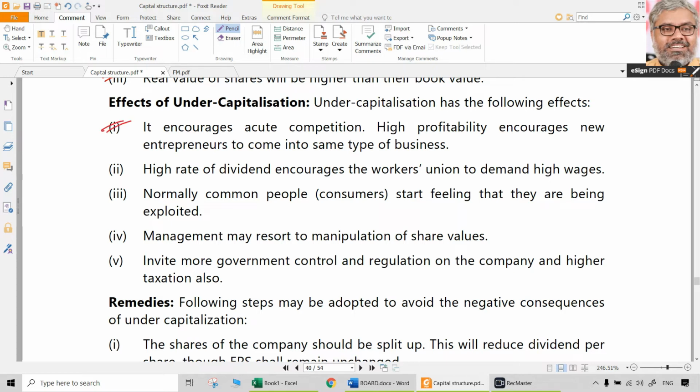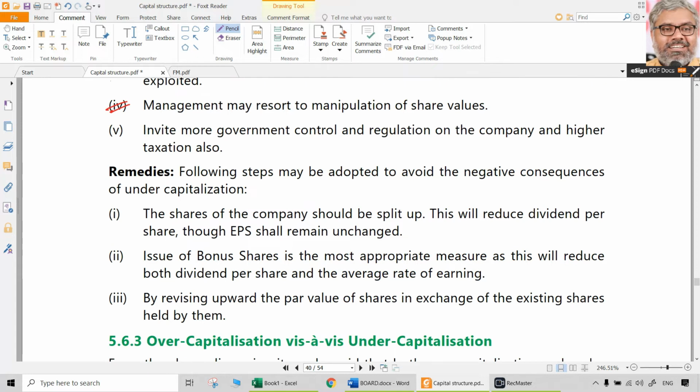It encourages competition. High profitability encourages new entrepreneurs to come into this type of business because it looks very lucrative. A high rate of dividend encourages the workers' unions to demand high wages, possibly. Normally, the common consumers start feeling that they are being exploited because the company is able to generate good profits, more than what its capital would suggest. So the capital of the company is so small, but the profits of the company are too much. How? That creates a doubt in the minds of the shareholders and consumers. Then management may resort to manipulation of share values sometimes. Again, it is illegal. And it might invite more government control and regulation on the company and higher taxation also, possibly. These are the various effects of that.